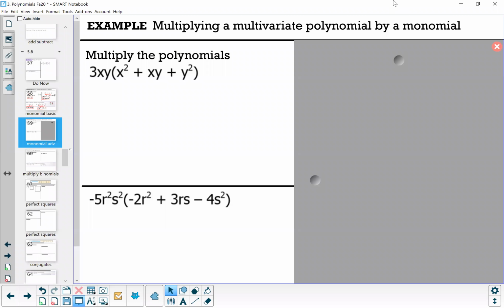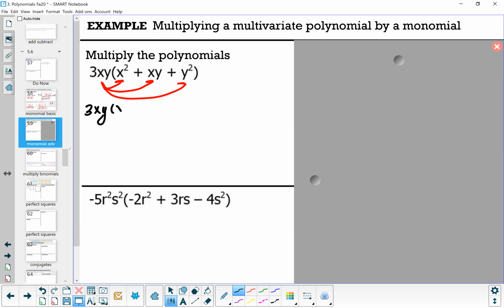We're multiplying a monomial, which has multiple variables in it, across a polynomial that has multiple variables in it. We have 3xy multiplied to (x squared plus xy plus y squared). So we know we need to distribute the 3xy across this addition inside of parentheses, to the x squared, to the xy, to the y squared.